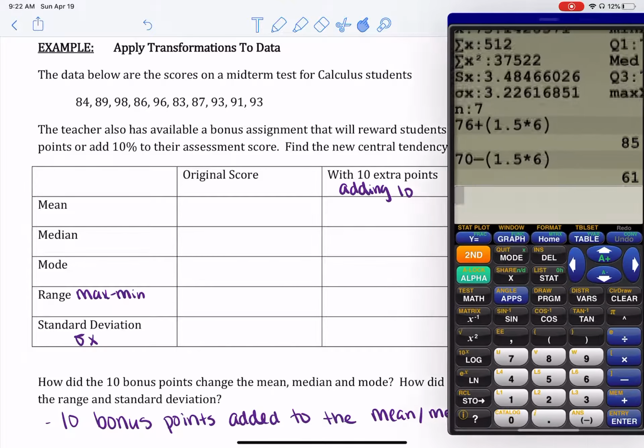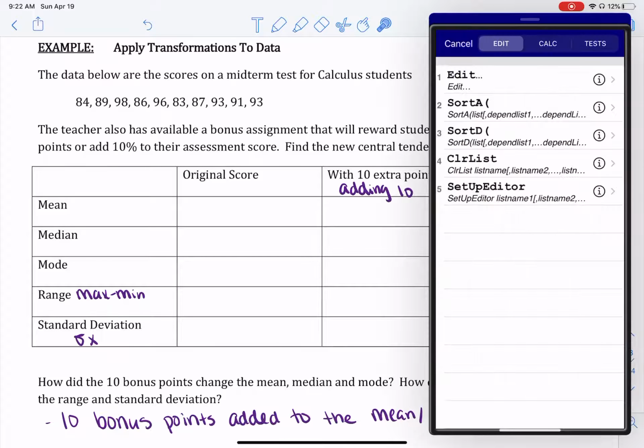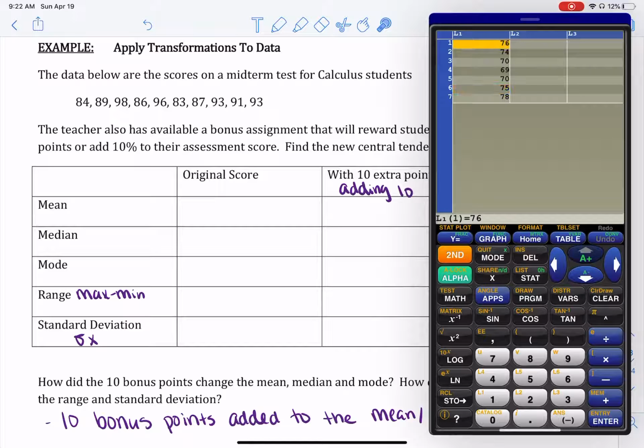Okay, so let's take a look in our calculator. I'm going to go back. I'm going to click Stat, edit my list again, and I'm going to go up and I usually click clear and then the down arrow, and it gets rid of all of those numbers. So we're going to type them in.